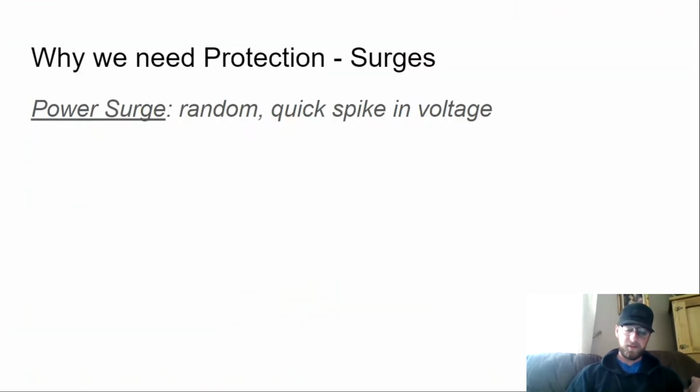Okay. So why do we need protection? Well, it comes down to surges. So what is a surge? It's a random quick spike in voltage. Again, recall that voltage is a measurement of pressure. If we all of a sudden drastically increase the pressure in the circuit, we could do some real damage to the components in that circuit. So we need some sort of fail-safe that can act as a buffer against these random surges of voltage.